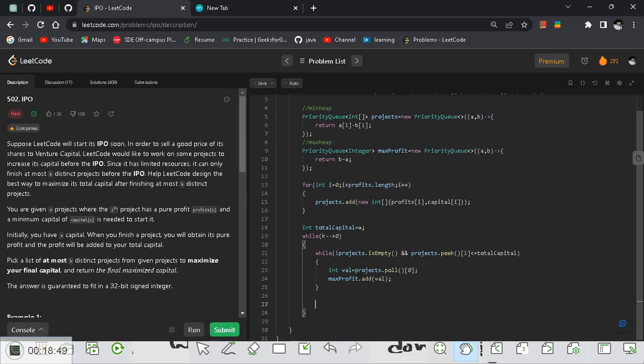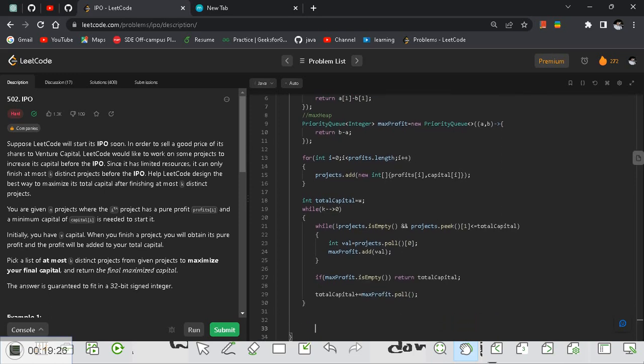After that, it may be possible that this loop does not get executed. So at that time, I'm going to check if my max profit queue is empty. If it is empty, then I'm just going to return total capital, because I don't have any project to complete. Else I'm going to add the peek value of max profit. After that, I'm just going to return my total capital.